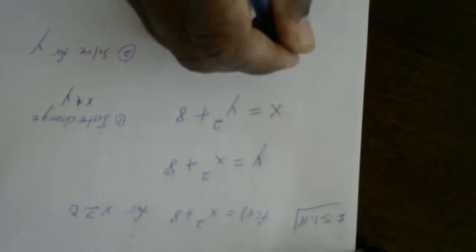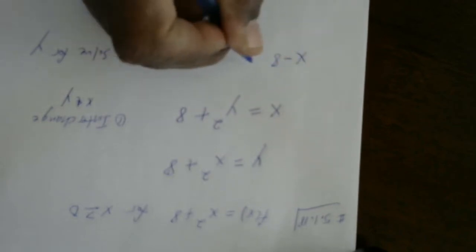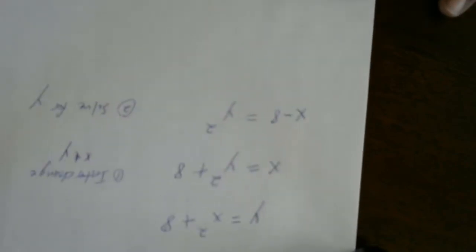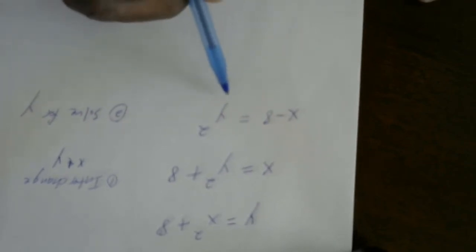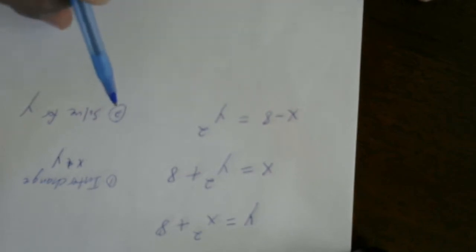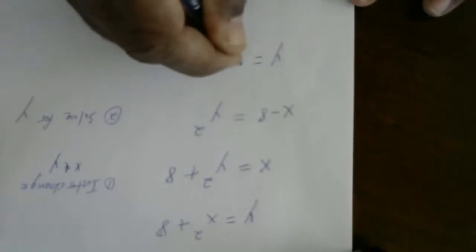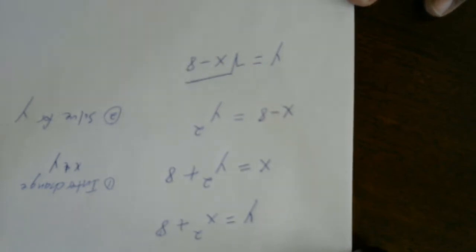In order to solve for y, the first thing I'm going to do is subtract 8 from both sides. So I have x minus 8 equal to y squared. I want to solve it for y, not for y squared, so I'm going to take the square root of both sides, to get y equal to the square root of x minus 8. Right, so I solved it for y.